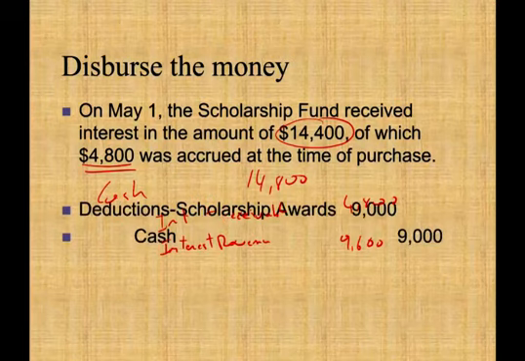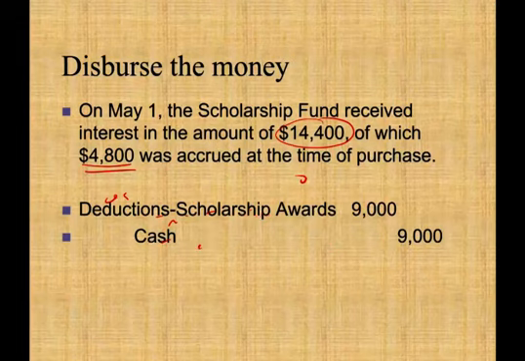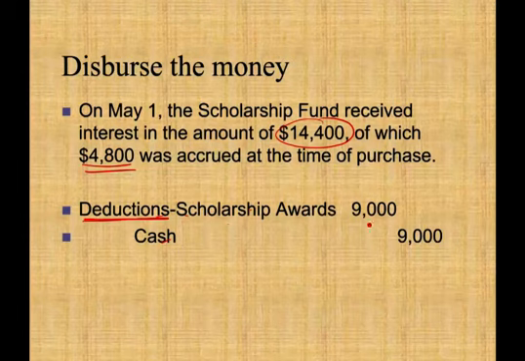Then we also have a deduction, scholarship award. Then we paid $9,000 for scholarship awards. Therefore, we call it a deduction. We don't call it an expense. We call it a deduction. Debit deduction 9,000, credit cash 9,000.